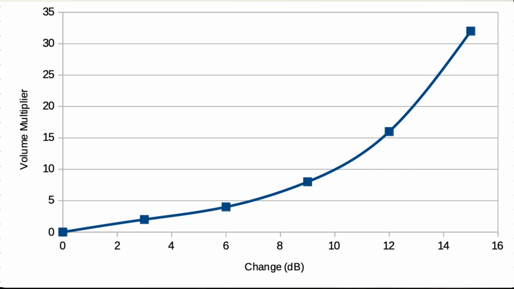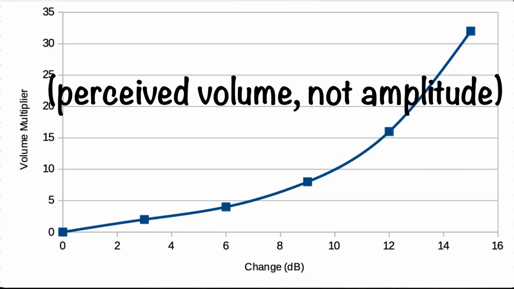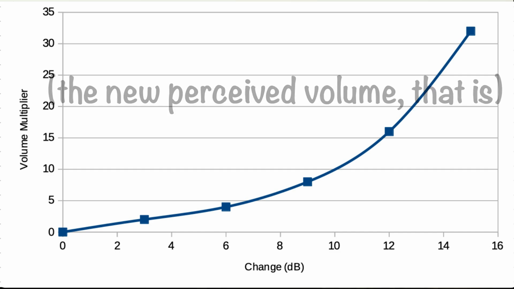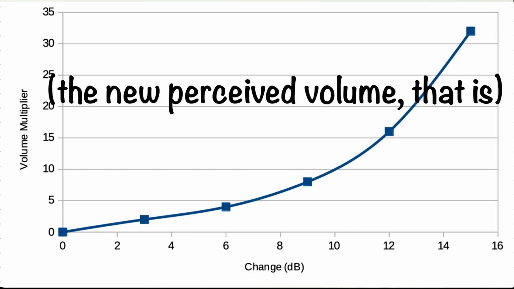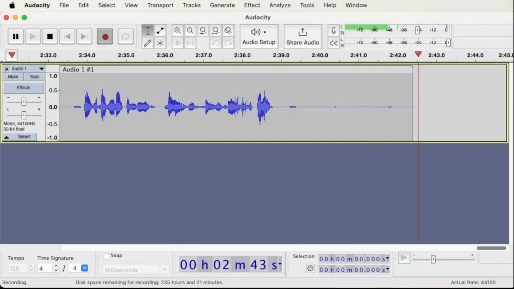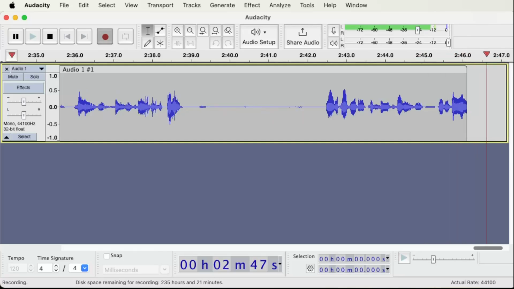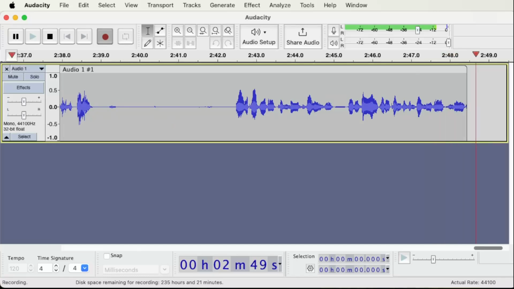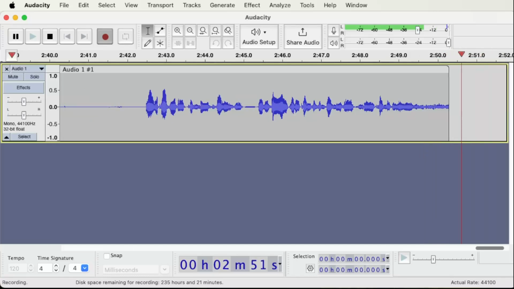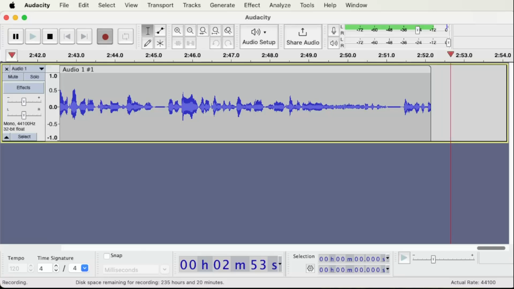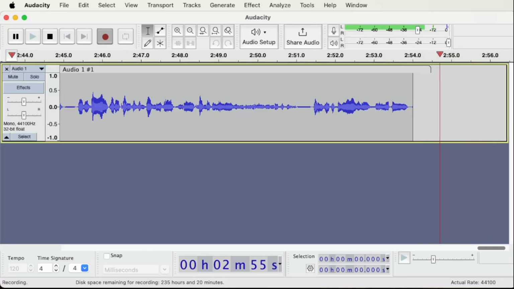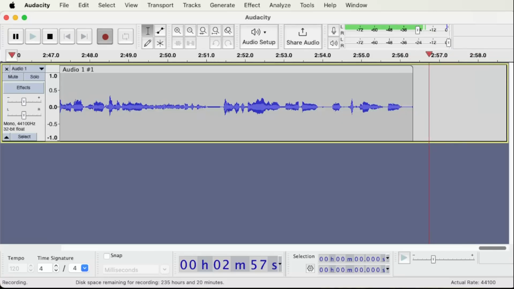Here's a graph showing the relationship between amplification and the multiplication of the waveform's amplitude. For every 3 dB change from the original amplitude, the new amplitude is doubled, or halved for negative 3 dB changes. Now we're talking about perceived volume here. There's a whole other technical discussion about sound pressure values and all of those sorts of things. This is just a thumbnail rule for helping you make quick changes in amplification.